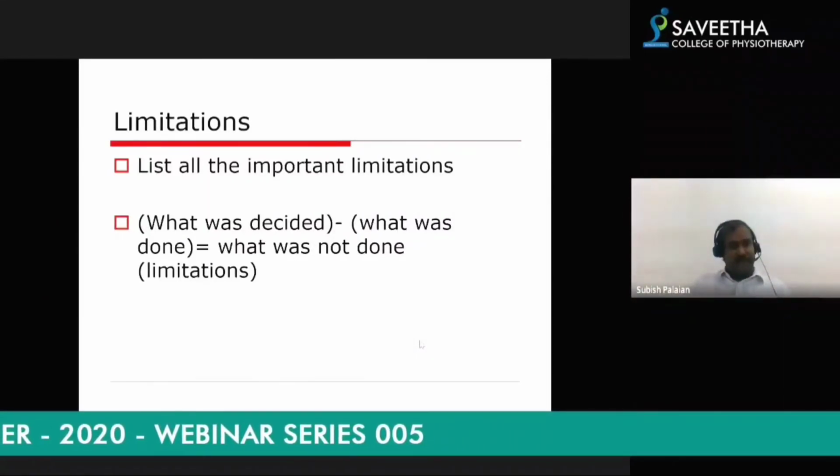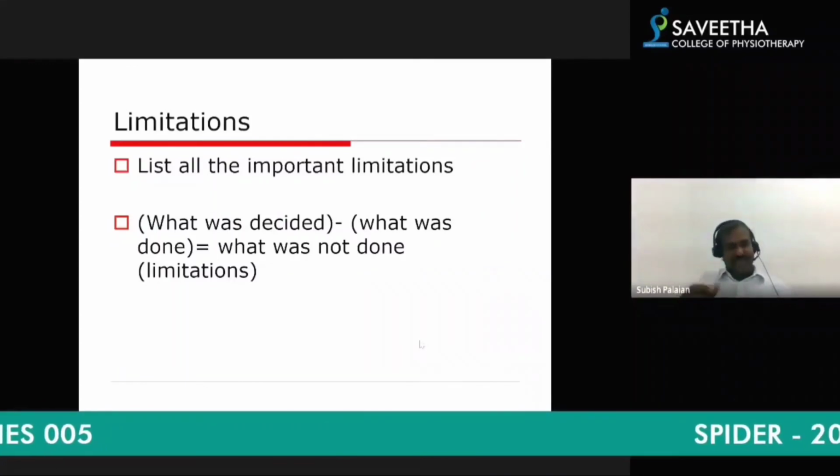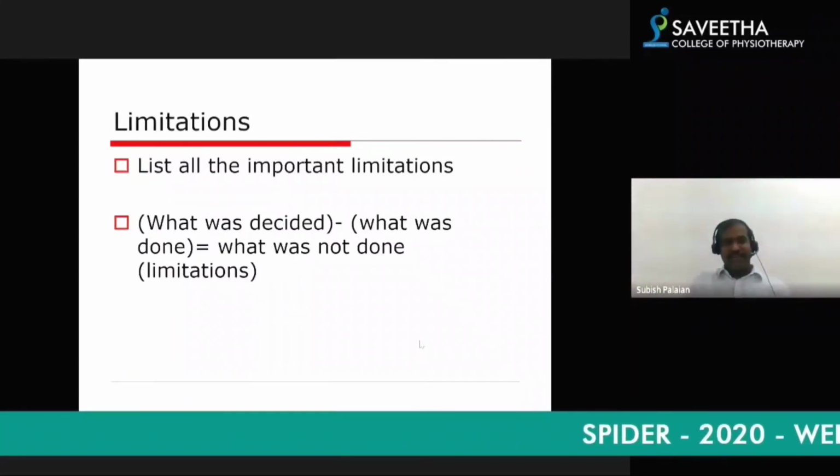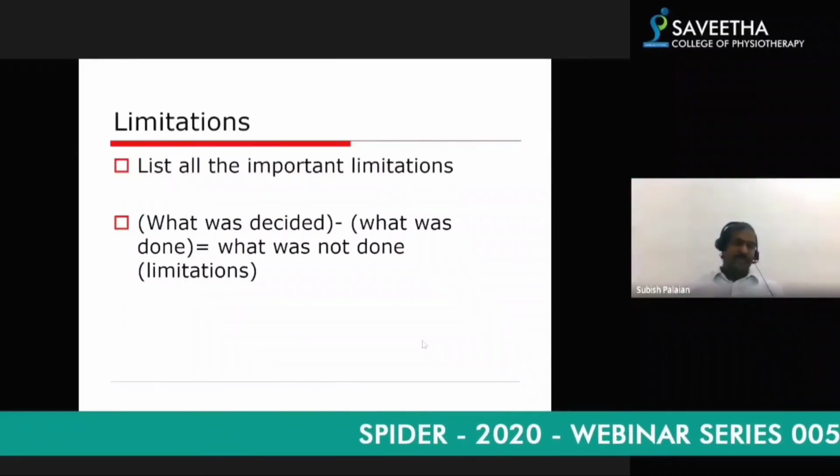So please make an important note. Don't forget to mention all the limitations in your research. Okay, so this is a simple formula. Maybe you can use it to understand what exactly the meaning of, or the purpose behind, writing limitations.